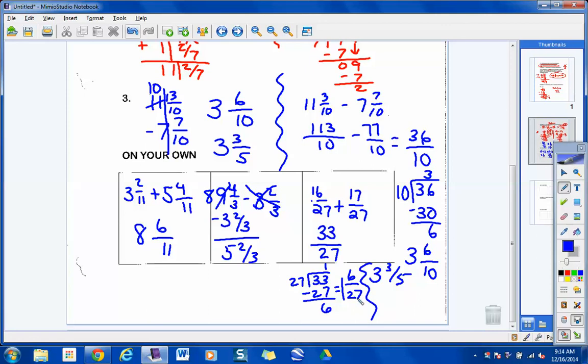Can you guys think of a number that will divide evenly into 6 and 27 so as to reduce that fractional part? 3 goes into both, right? Yeah. How many times will 3 go into 6 here? 2. And here? 3 will go into 27 9 times. So 1 and 6/27 would be equivalently in simplest form 1 and 2/9, right? Okay.